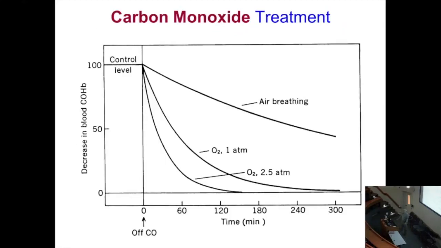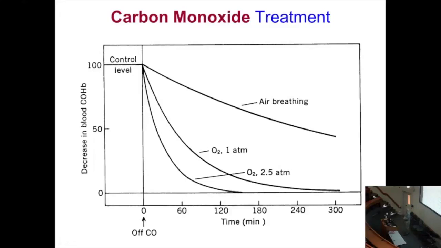So how do you treat somebody with carbon monoxide poisoning? Well, you can just let them breathe air that doesn't have carbon monoxide. And this is the time course over which carbon monoxide will be replaced by oxygen. They compete. Usually carbon monoxide wins, but eventually oxygen will replace it. So after 5 hours, 50% of the carbon monoxide is gone.